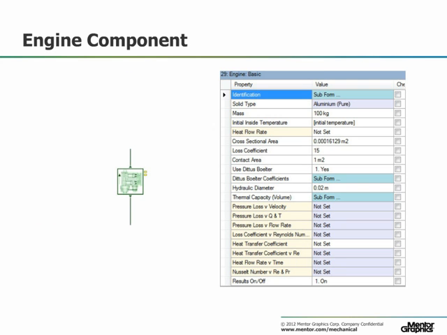The engine component can be used in both steady-state and transient scenarios. The added benefit comes in transient scenarios where this component accounts for the thermal inertia of the engine block itself. This way, the engine will warm up or cool down depending on the starting temperature and the heat flow rate.